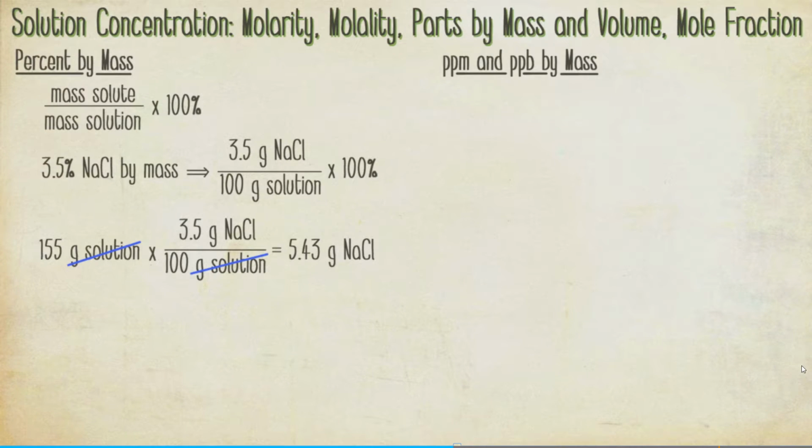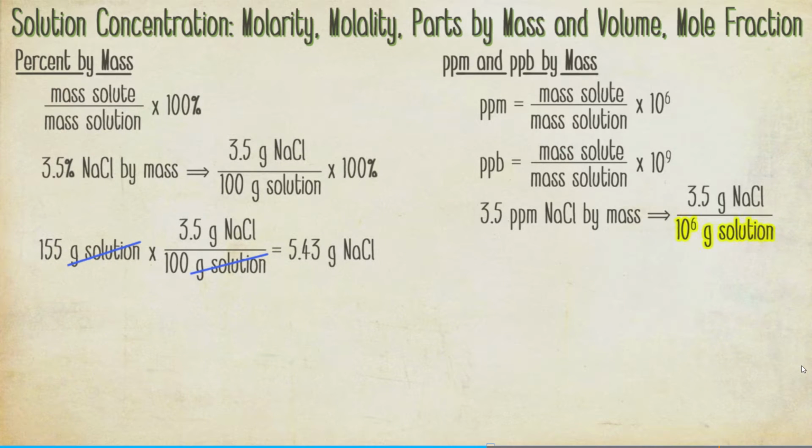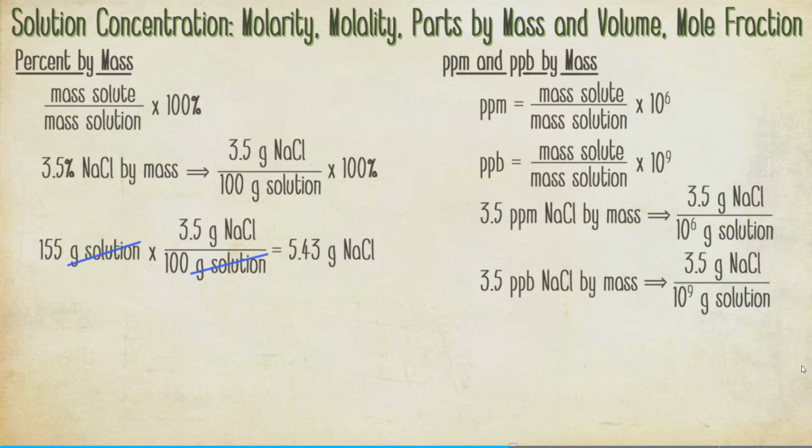Parts per million, ppm, and parts per billion, ppb, by mass are very similar to percent by mass, except that the multiplication factors are 10 to the 6 and 10 to the 9 respectively. A solution that is 3.5 ppm sodium chloride by mass, for example, contains 3.5 grams sodium chloride per 1 million gram solution, and one that is 3.5 ppb sodium chloride by mass contains 3.5 grams sodium chloride per 1 billion gram solution.